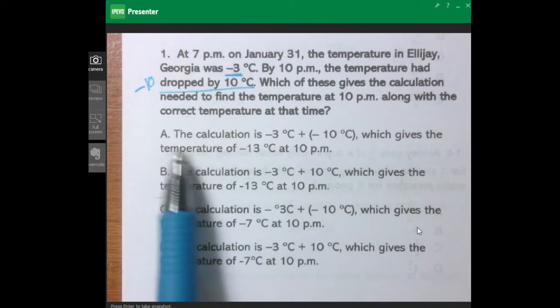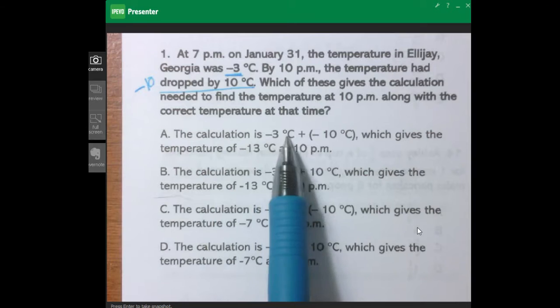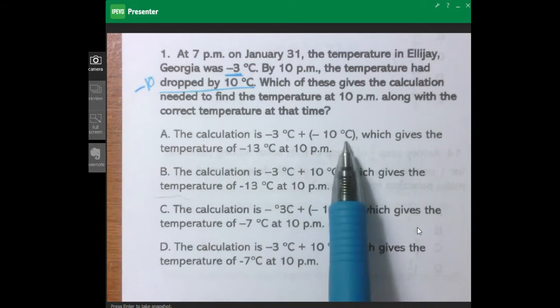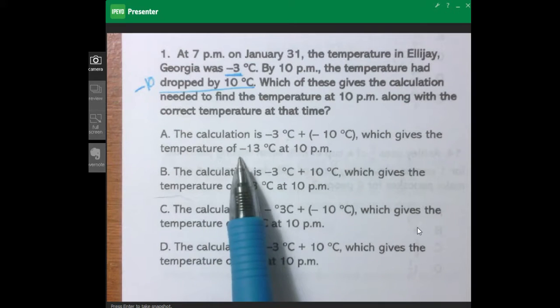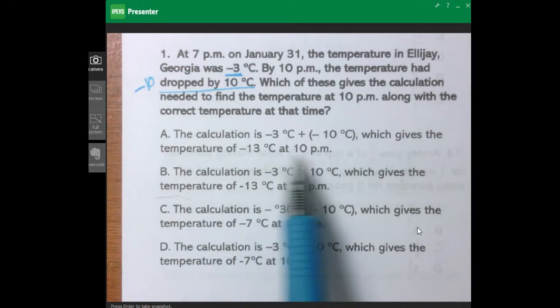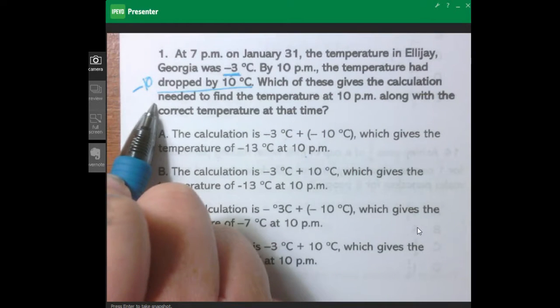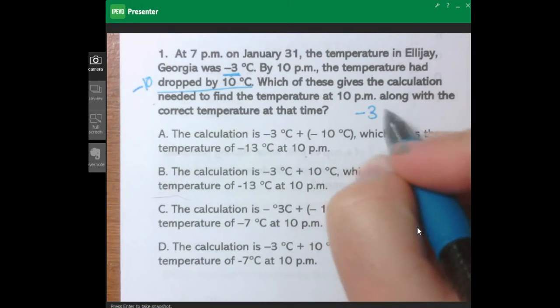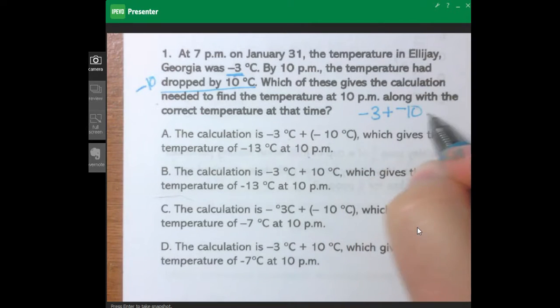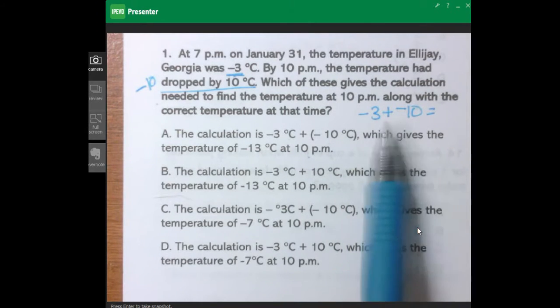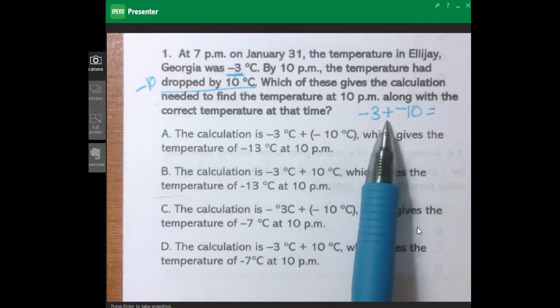So the question here says the calculation is -3 degrees Celsius plus -10 degrees Celsius, which gives a temperature of -13 degrees Celsius at 10 p.m. A is correct because we have -3 and then we're adding another -10. So -3 plus -10. And now when we want to add these together, we need to use our integer rules. Remember the song? Same signs add and keep, different signs subtract. Keep the sign of the higher number, then you'll be exact.